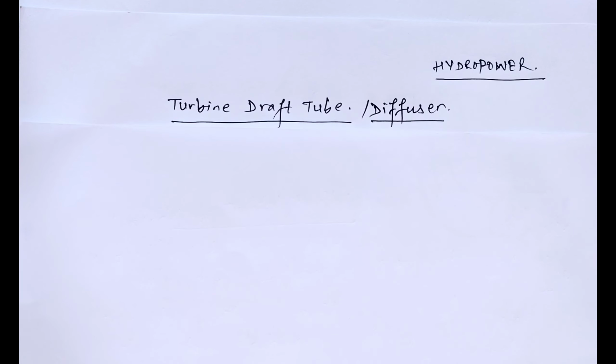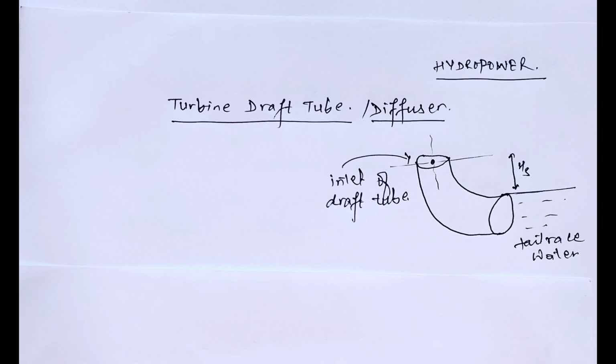Today we'll be talking about the turbine draft tube or diffuser. Here we have present the turbine draft tube as you can see on the figure. The draft tube is a pipe of gradually increasing area which connects the outlet of the runner to the tail race. It is used for discharging water from the exit of the turbine to the tail race.